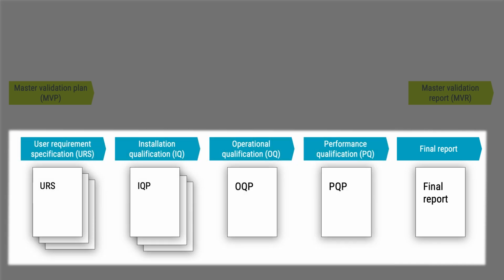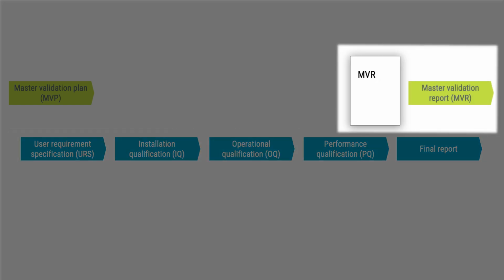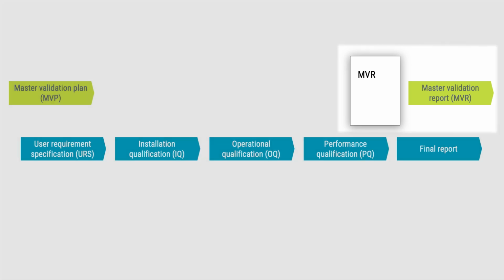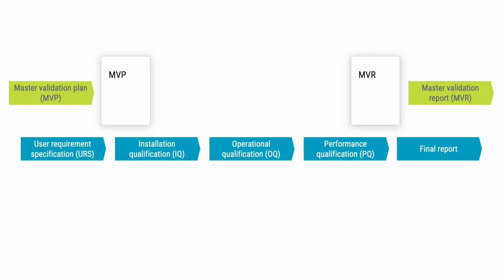You now have completed the validation of your process, generated extensive documentation, and summarized everything in a final report, along with the conclusion of the validation status. Lastly, it's time for the Master Validation Report, the MVR. The MVR aligns with the Master Validation Plan and provides a summary of all process validations conducted for the manufacturing of a medical device. It references the final report for each completed validation. In many companies, the MVR and the MVP are combined into a single document called the MVP.